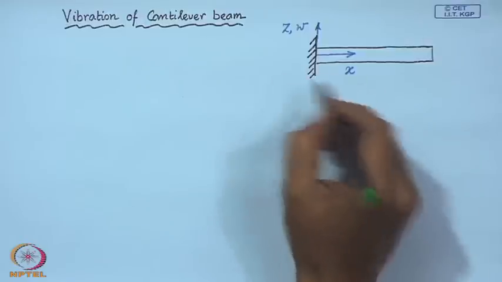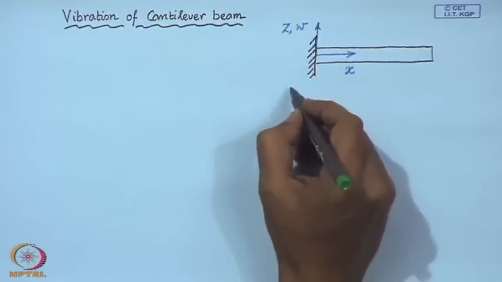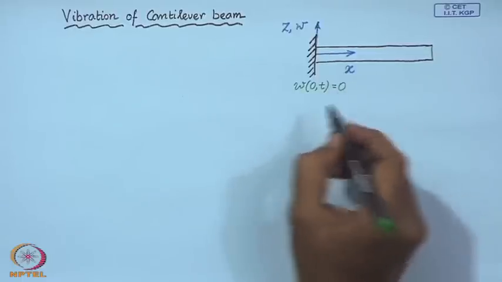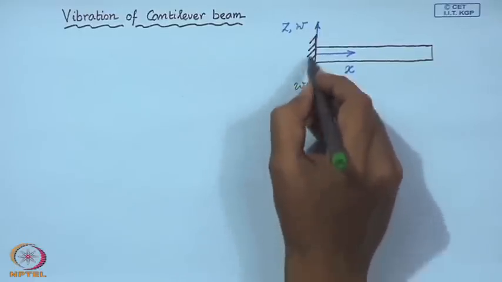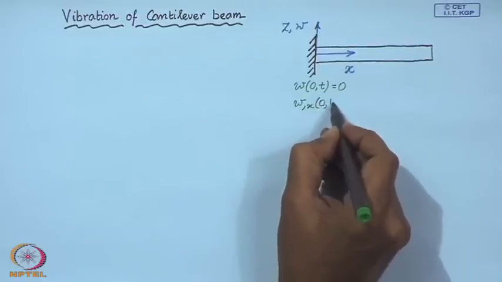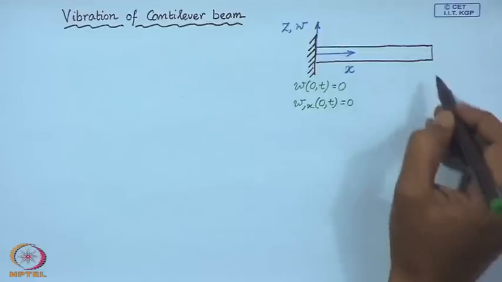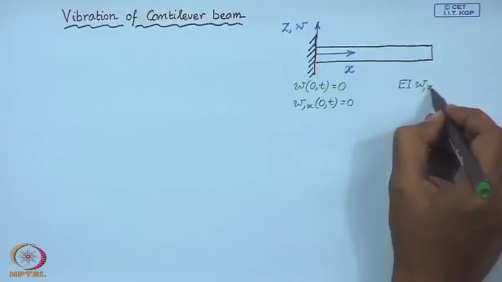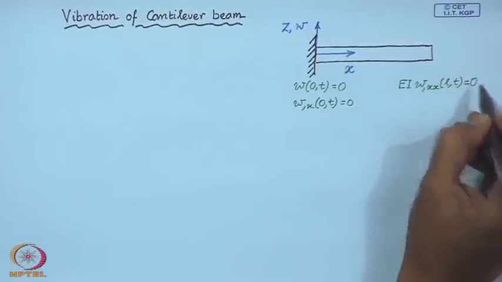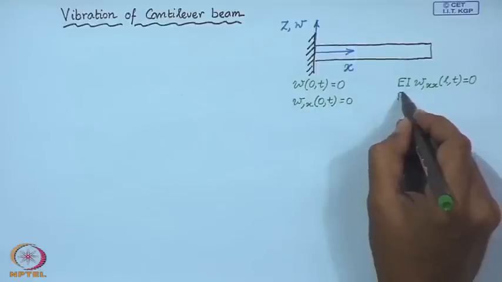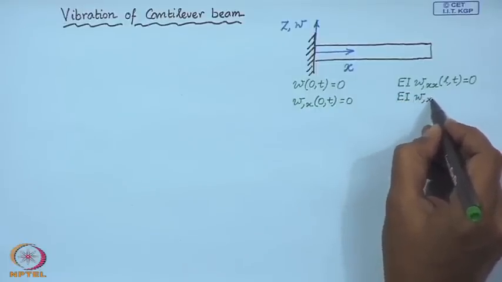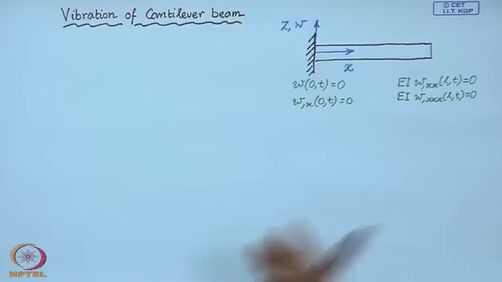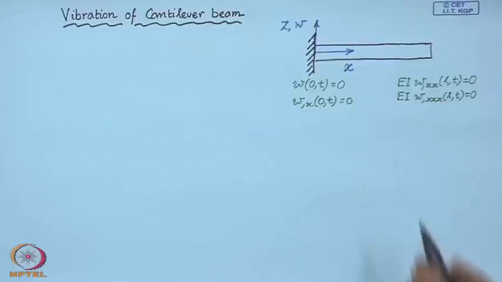Now, the boundary conditions for this beam, we have discussed this before. We have the displacement at this point to be 0 and the slope also is 0 for all time. On the other hand, on this free end of the cantilever beam, we have the bending moment to be 0 and we also have the shear force at this free end to be 0.